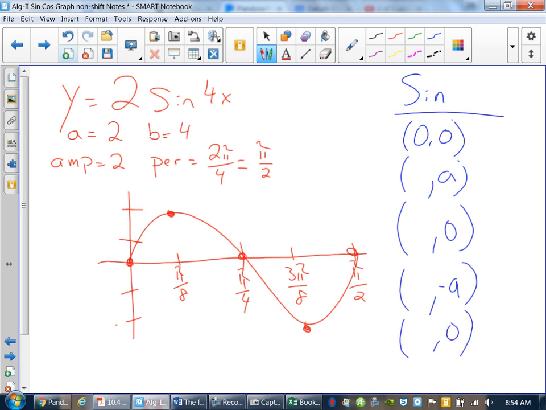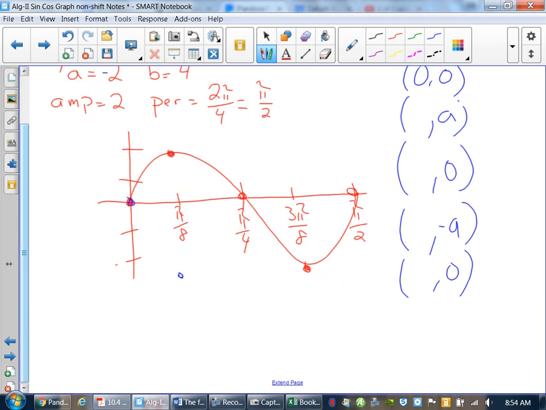The Y values for your sine graphs: sine always starts at 0. It goes to your A value. The next one is at 0, opposite of A, and 0. So if my A value was negative, my amplitude is still +2, but it just means that I go from 0 to -2, 0, +2, and 0. I just reflected the other direction. That's it. That's all the A value does. It just reflects it over the axis. Okay.